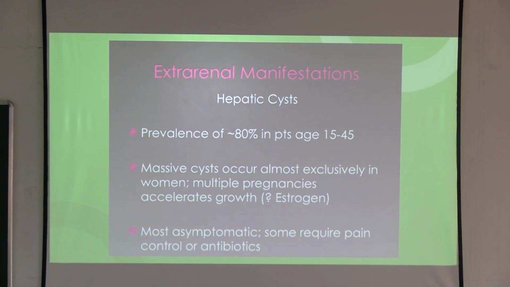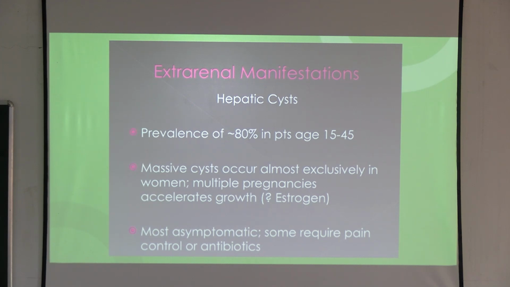What are the other extrarenal manifestations? Hepatic cyst. Okay, prevalence is 80% in patients aged 15 to 45. So, hepatic cyst is also there. Massive cysts occur almost exclusively in women. Multiple pregnancy accelerates growth, maybe the effect of estrogen. Most are asymptomatic and some require pain control or antibiotics.